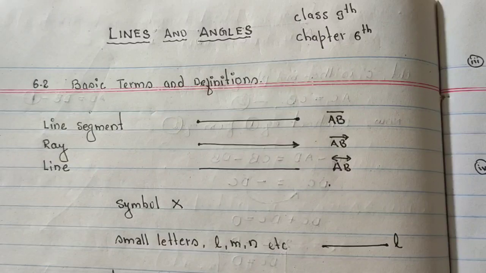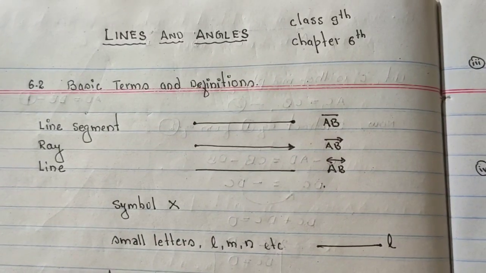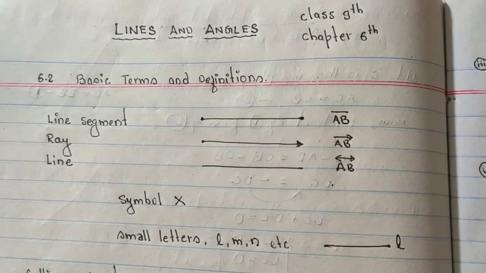Before doing any question, we will see some basic terms and their definitions, types of angles and a few properties. So let's start with basic terms and definitions.